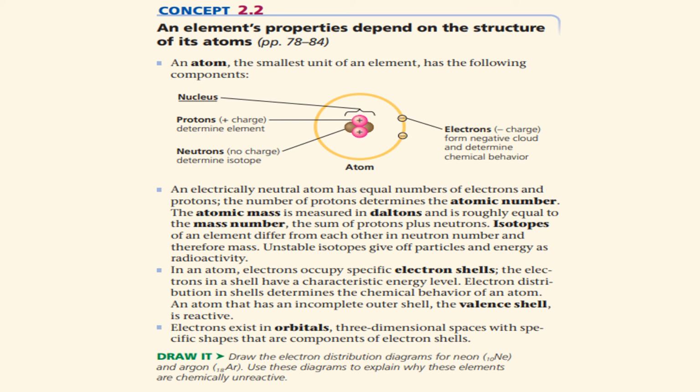Isotopes of an element differ from each other in neutron number and therefore mass. Unstable isotopes give off particles and energy as radioactivity. In an atom, electrons occupy specific electron shells. The electrons in a shell have a characteristic energy level. Electron distribution in shells determines the chemical behavior of an atom. An atom that has an incomplete outer shell, the valence shell, is reactive. Electrons exist in orbitals, 3D spaces with specific shapes that are components of electron shells.